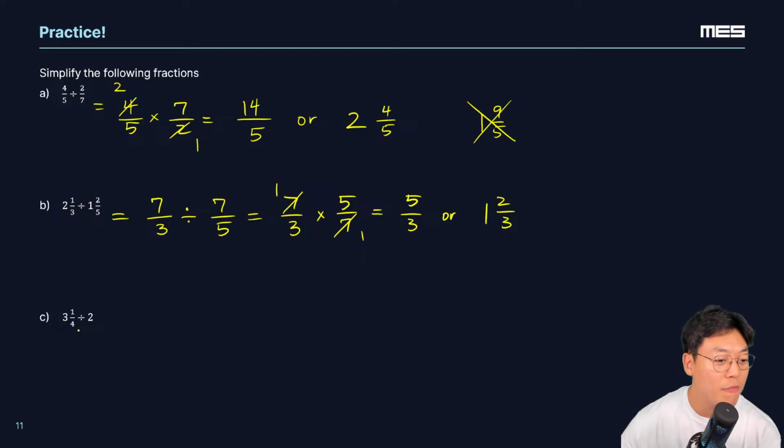We have 3 1/4 divided by 2. How can I rewrite 3 1/4 as an improper fraction? I know I have 3 full 4s. So 3 times 4, or 3 4s, will give us 12. And we tack on a 1. What would that improper fraction be for this mixed number 3 1/4?